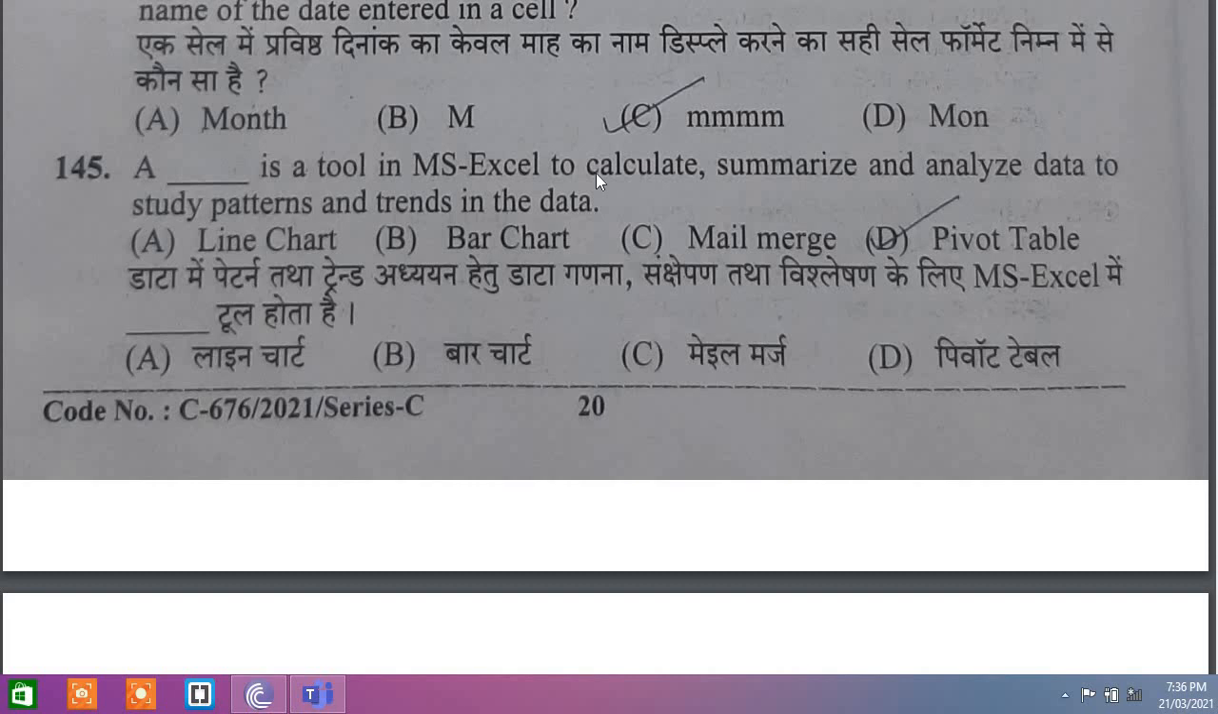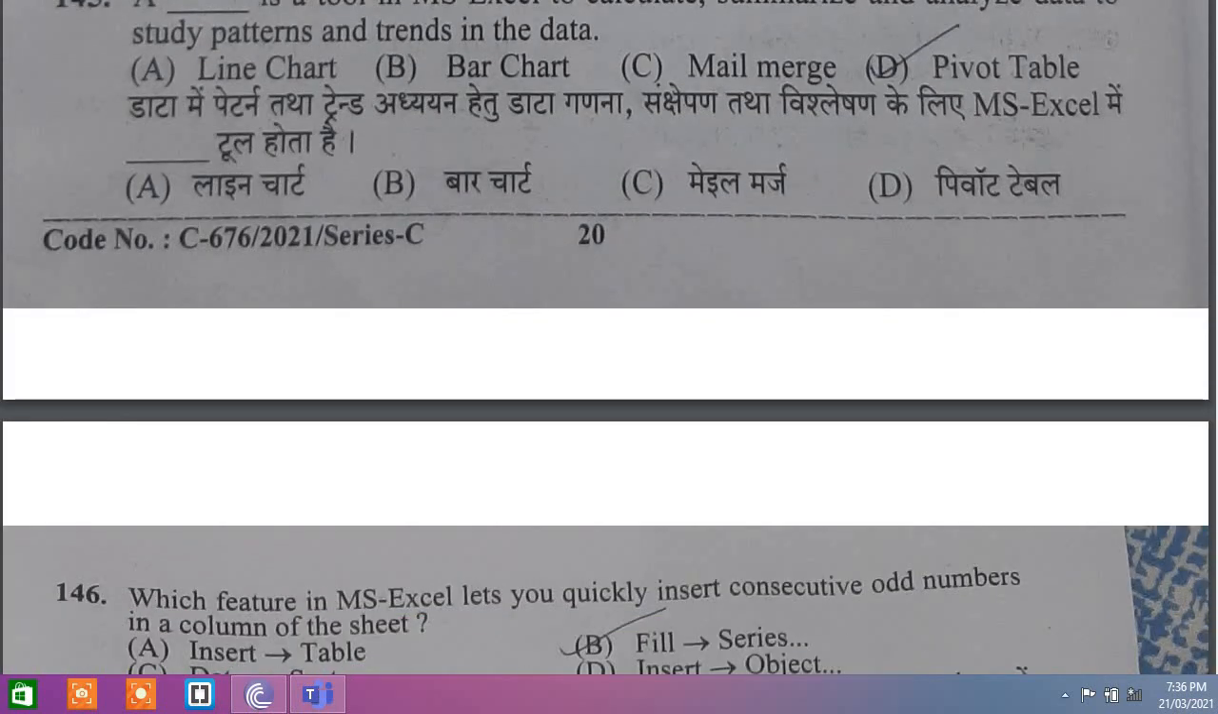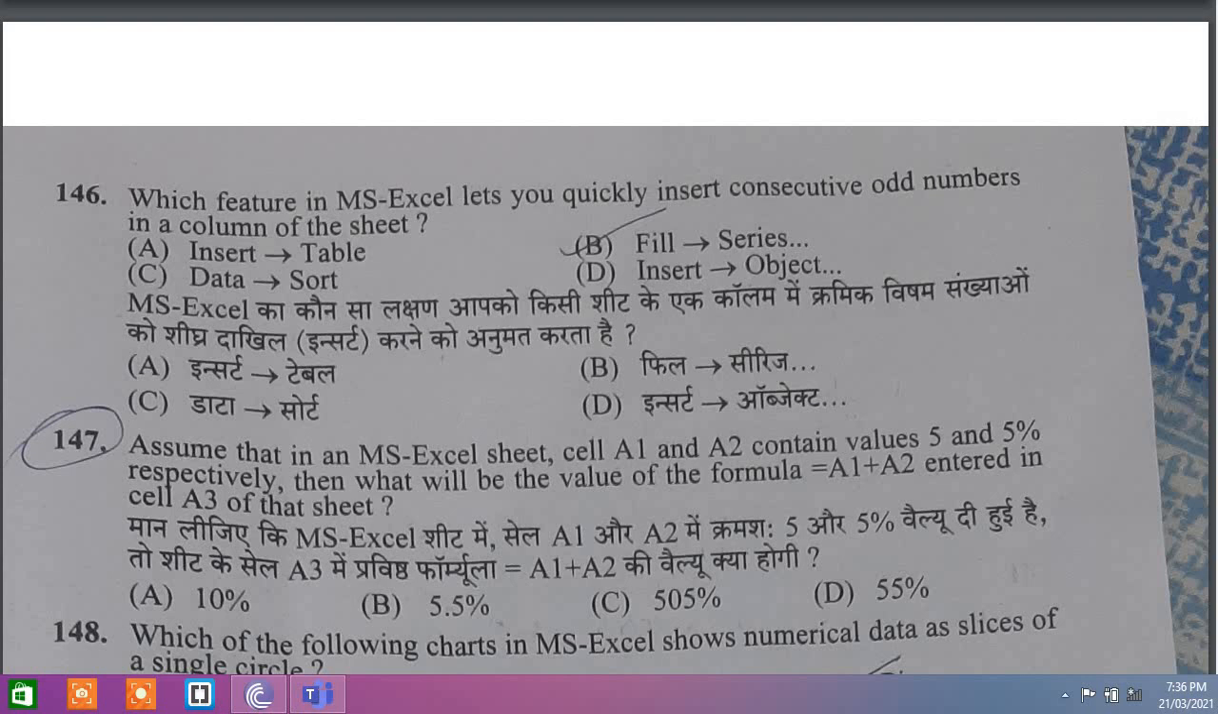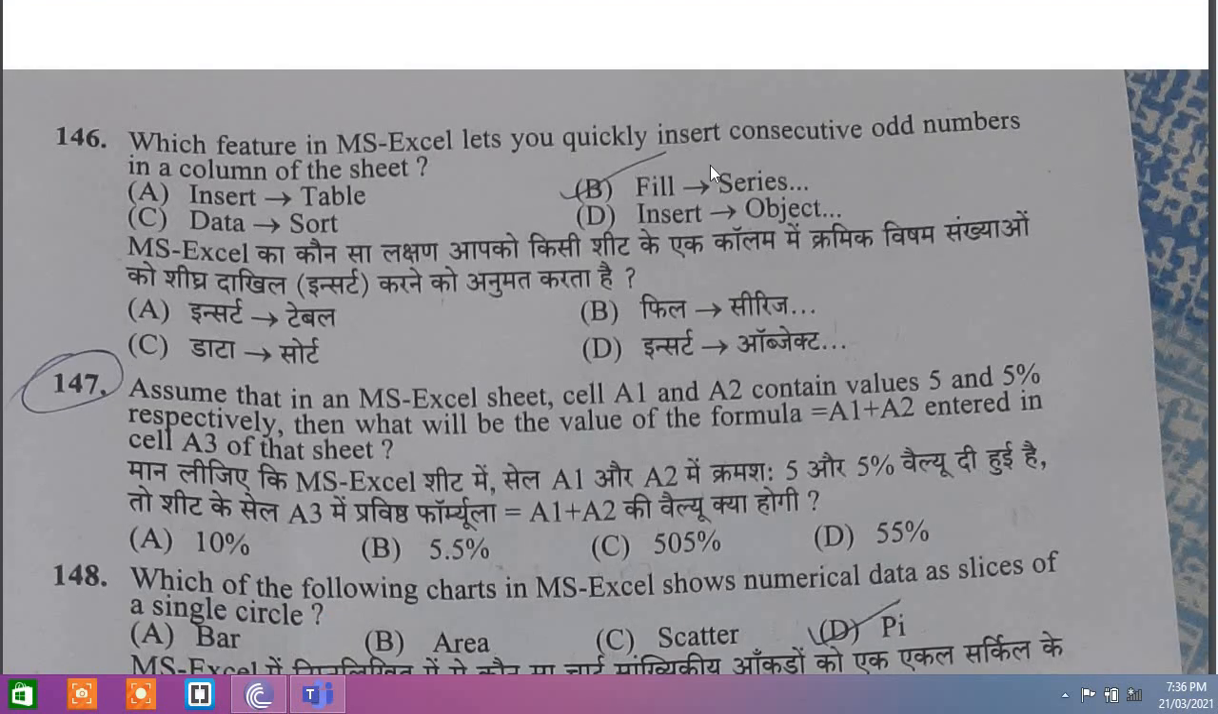a dash is a tool in MS Excel to calculate, summarize and analyze data to study patterns and trends in the data. So that is the pivot table, which helps in calculating, summarizing and analyzing data. So the correct option here is D, that is pivot table. Next, heading towards 146 question, which feature in MS Excel lets you quickly insert consecutive odd numbers in a column of a sheet? So that feature would be B, that is fill, then series. So B is the correct option.